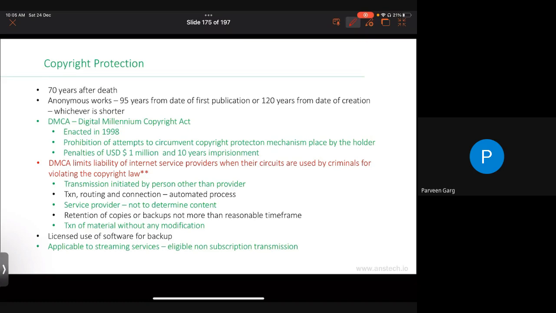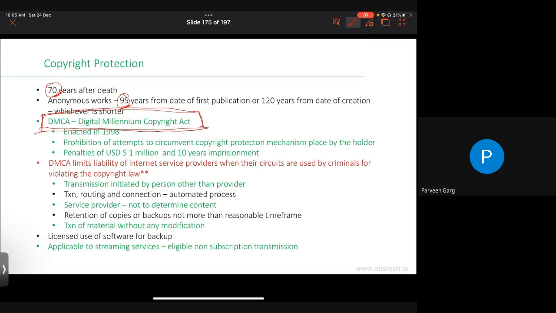But if there is an anonymous work, it is protected for 95 years. Okay, you should know these points. But which act protects copyright, you definitely should know. 70 and 95 you could know, but if you are not able to say that the Digital Millennium Copyright Act protects copyright, then this is something you will probably falter on. So you should know that DMCA covers copyright. This is the only information of use in this entire slide. The rest is not required.